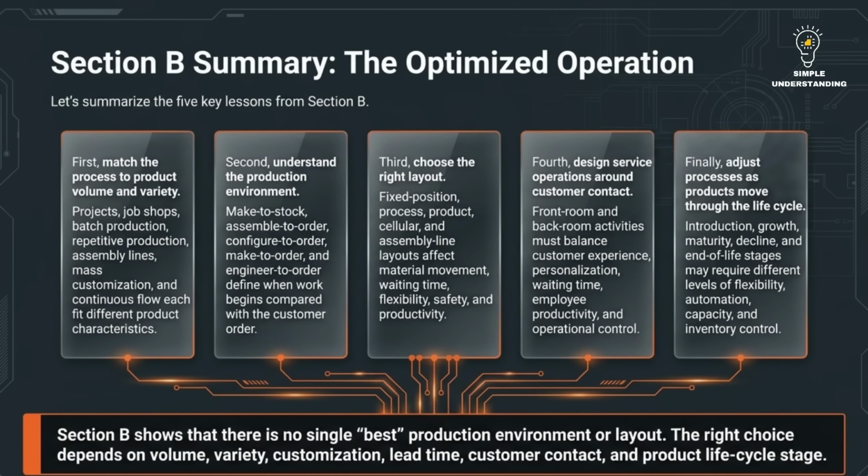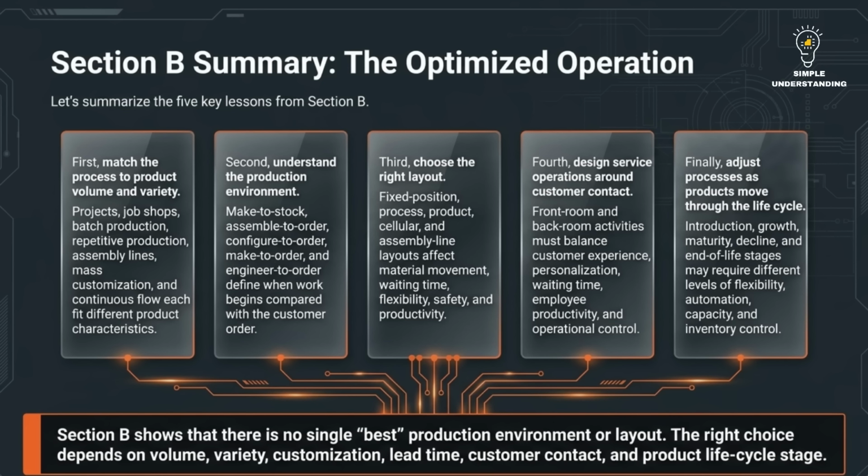Fourth, design service operations around customer contact. Front room and back room activities must balance customer experience, personalization, waiting time, employee productivity, and operational control. Finally, adjust processes as products move through the life cycle. Introduction, growth, maturity, decline, and end-of-life stages may require different levels of flexibility, automation, capacity, and inventory control.